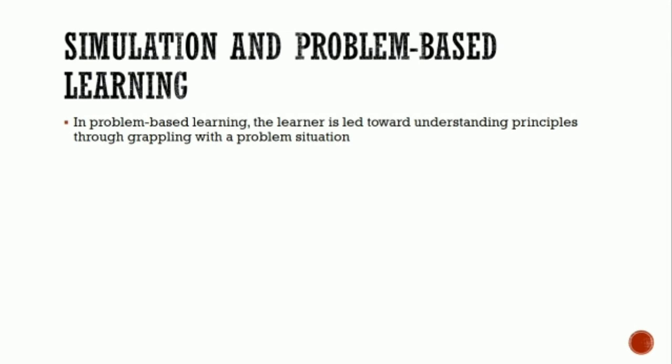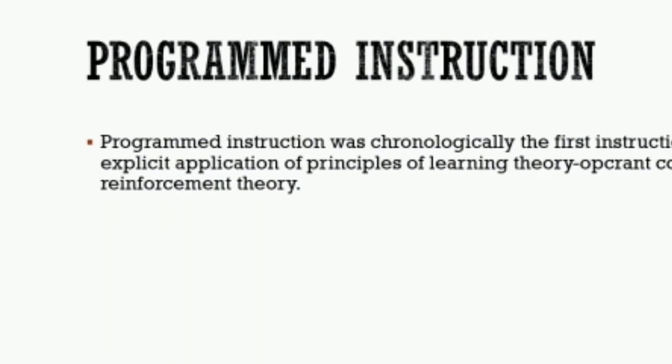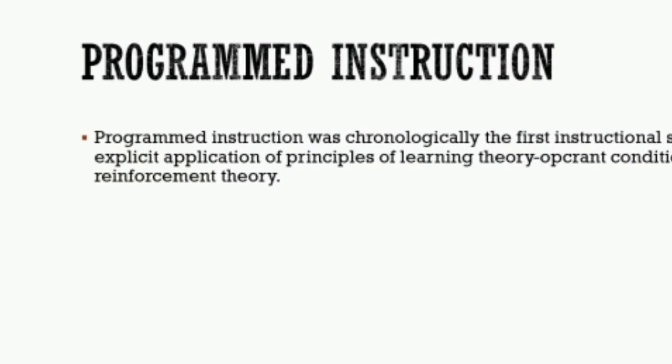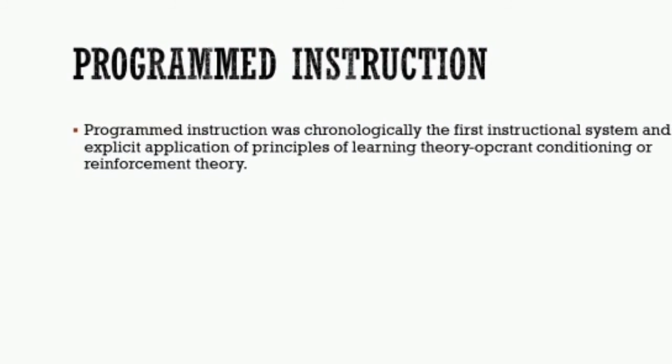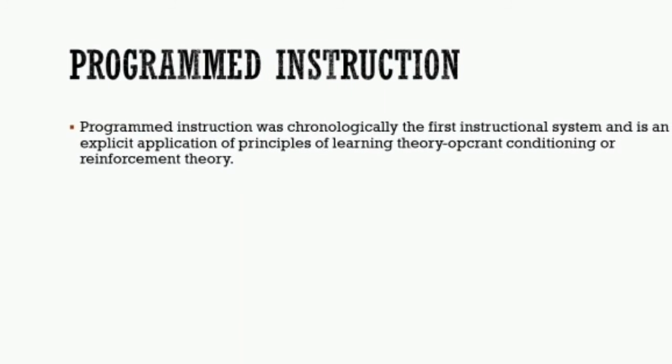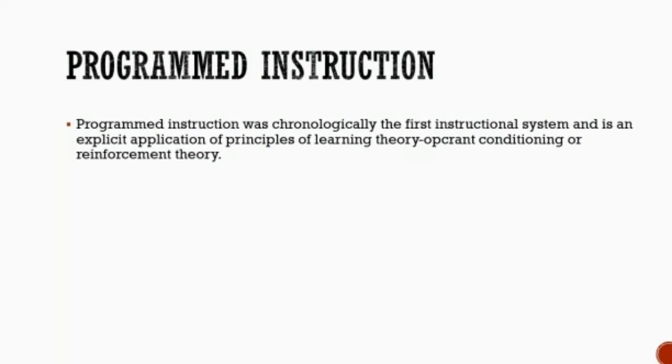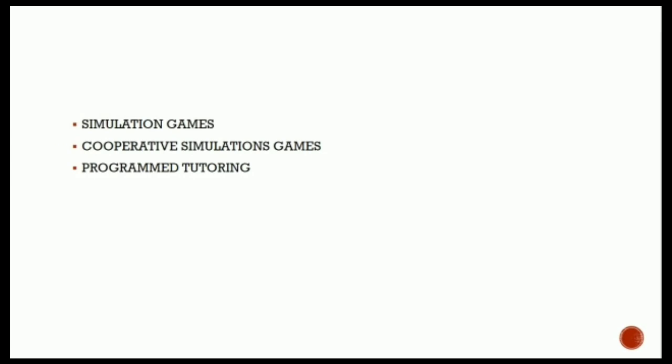A simulation is an abstraction or simplification of some real-life situation or process. In simulation, participants usually play a role that involves them in interaction with other people or with components of the simulated environment. Programmed instruction was chronologically the first instructional system and is an explicit application of the principal learning theory of conditioning.